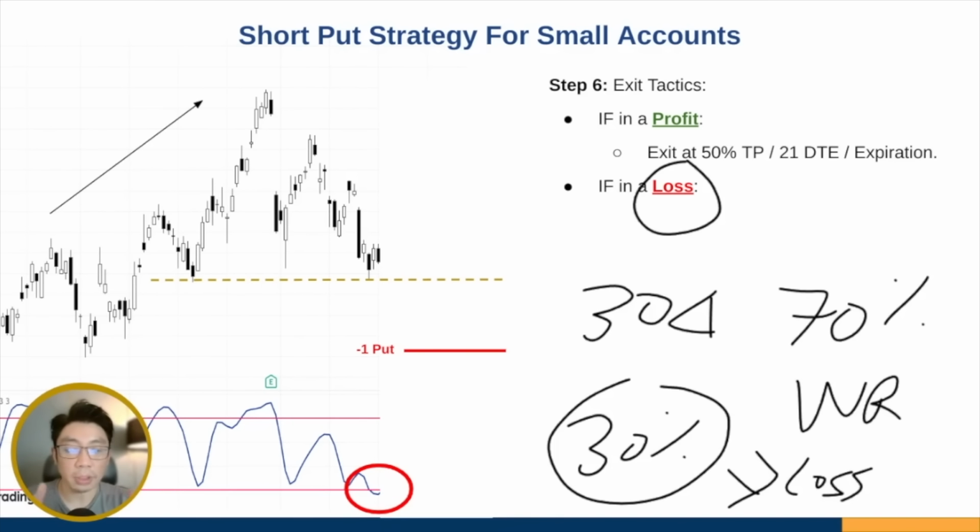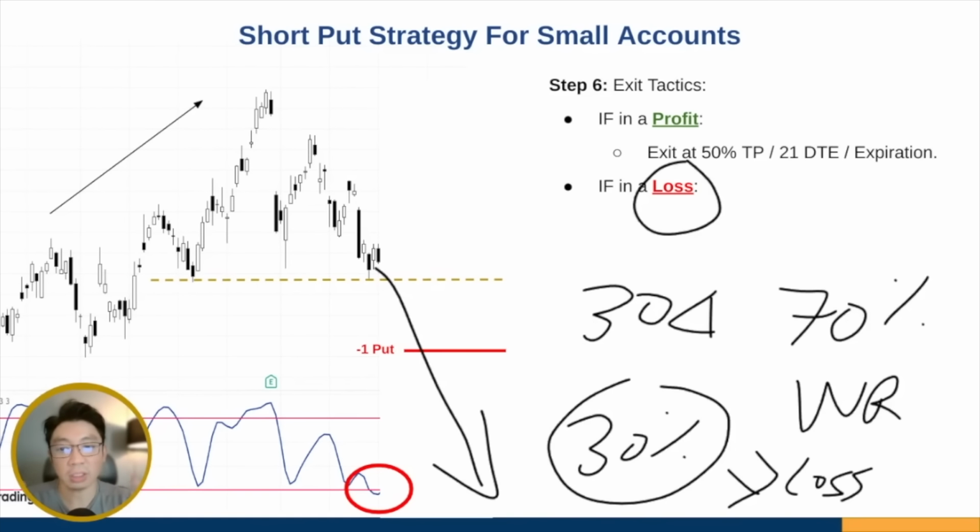So when the loss happens, you really need to know how to manage it well and not let this short put really blow up your account. Because some people do not want to take the loss. They hope that the market will come back up. They hold on to the trade only to see that the market continues to crash, and then they lose a lot more than what they initially wanted.